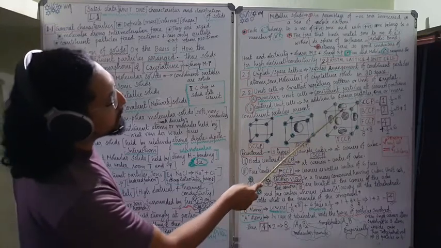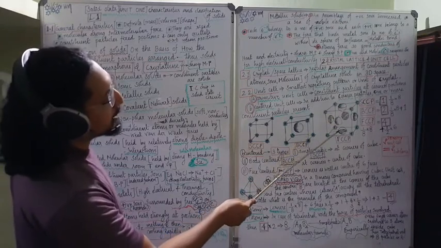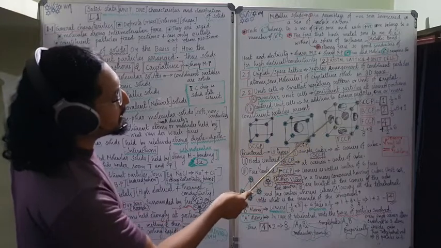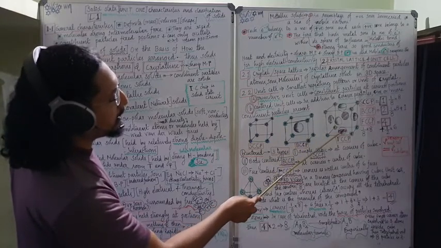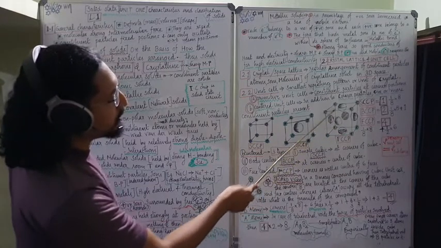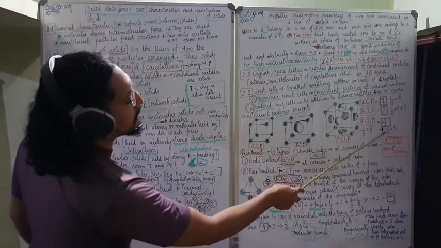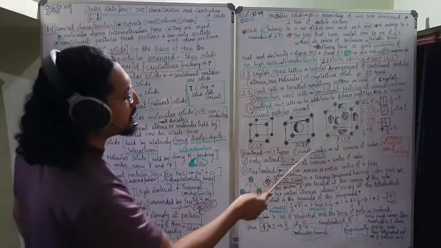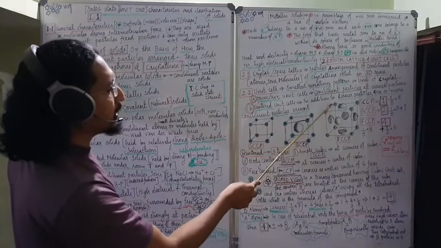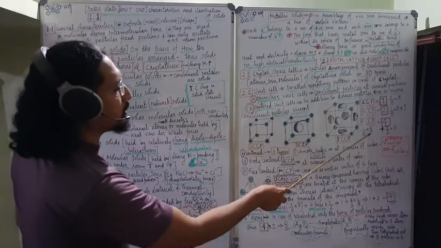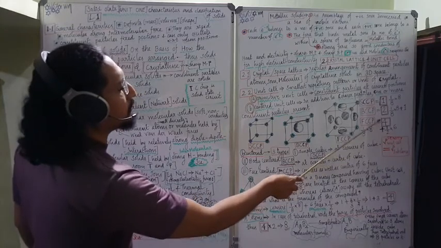So what will be the amount of particles inside at each face? Half is inside. There are 6 faces, with half included from each. So 3 particles are from these faces, and again at the corners there is 1 particle. So 1 plus 3, that is 4 included.